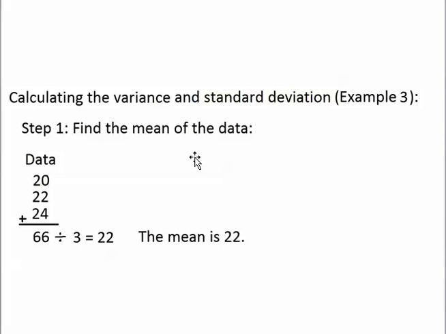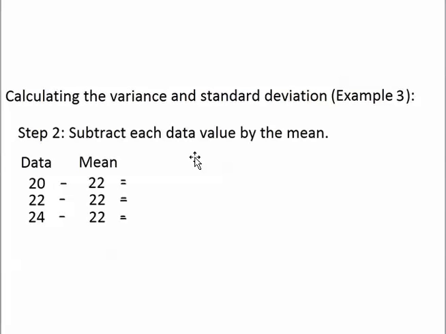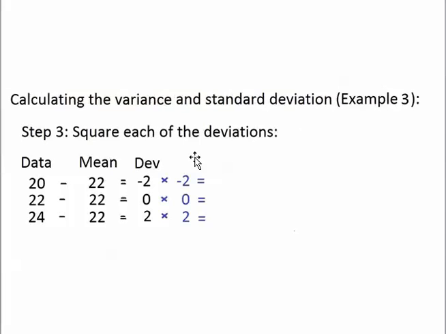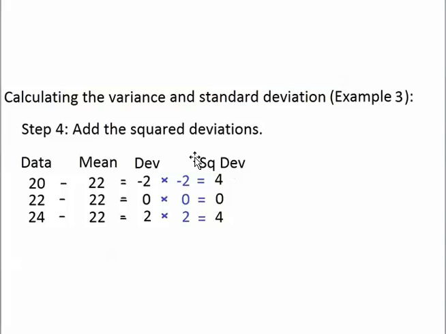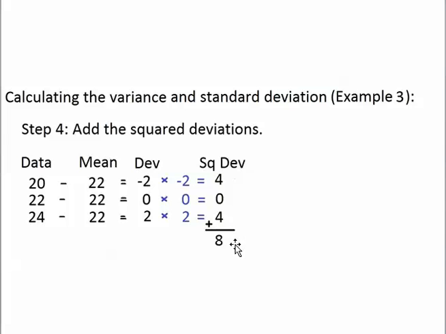The mean is 22. We still subtract each value by the mean to get the deviations. We still square the deviations. And we still add the squared deviations. Step 5, the next step, is the only step that changes when the data is from a sample. When it's a sample, instead of dividing by the number of squared deviations, you actually divide by 1 less than the number of squared deviations. So if there's 3 numbers in this column, we divide by 2.